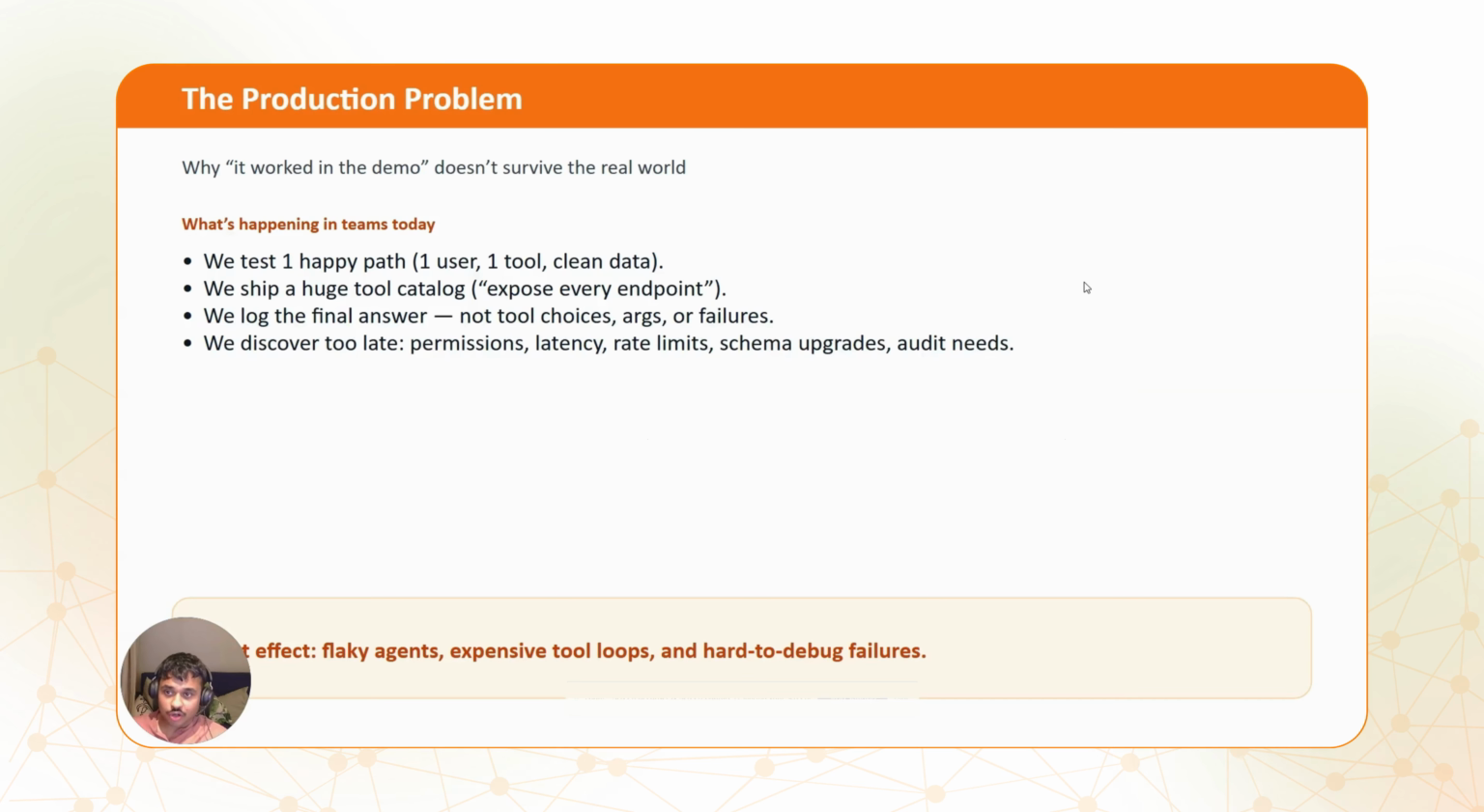So MCP is the Model Context Protocol. The biggest problem is it worked in demo, it failed in production. What's the biggest thing that's happening with the teams? They tested one happy path, one huge tool catalog, one log finder, and discover too late: permission, latency, rate limit, schema upgrades, audit, all needed, right?